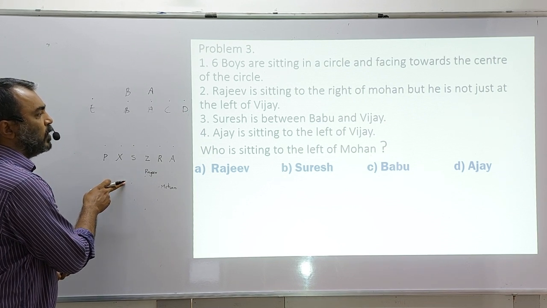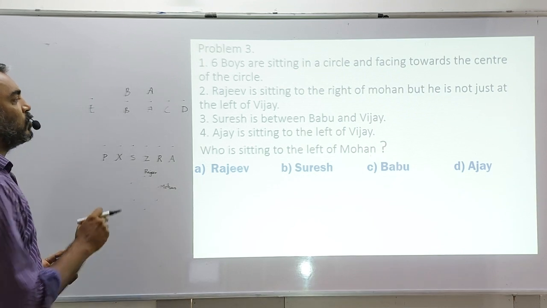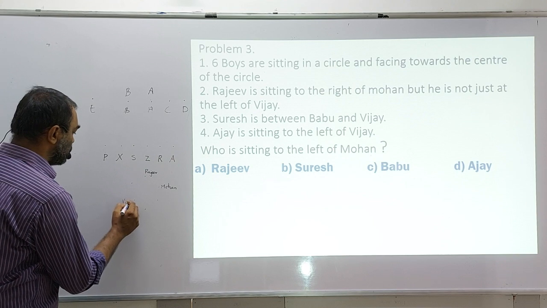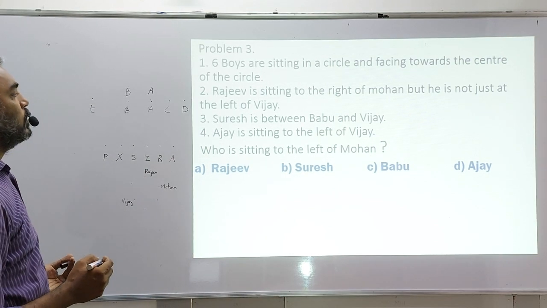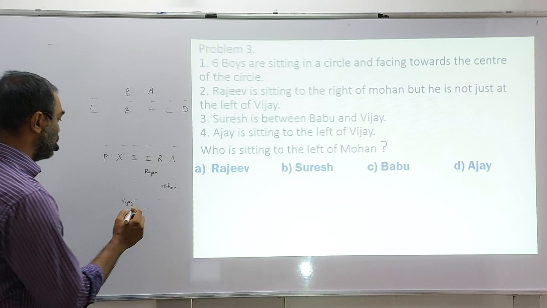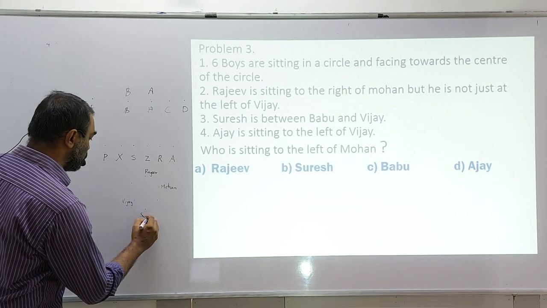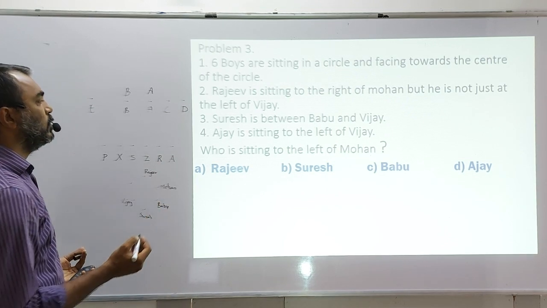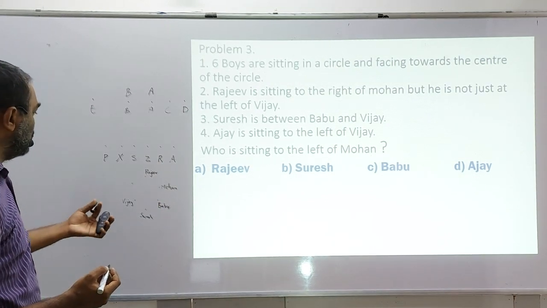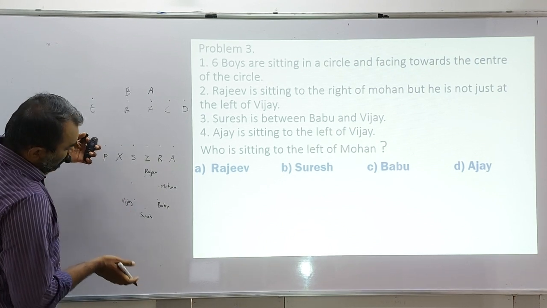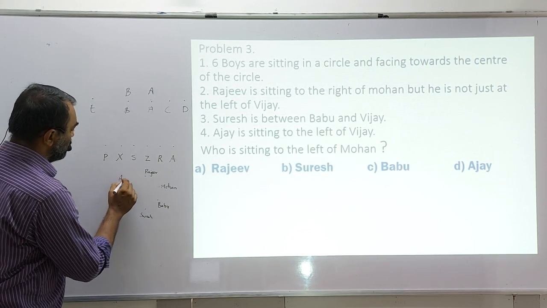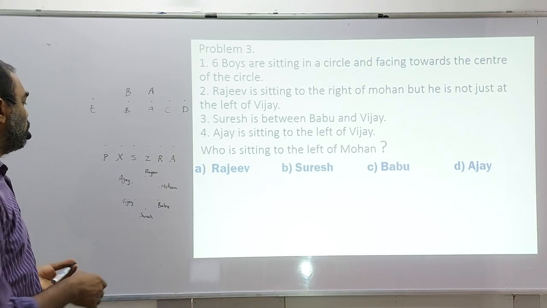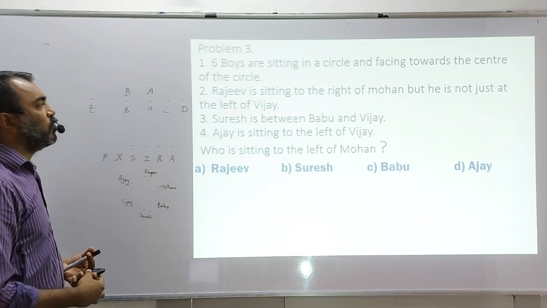Suresh is between Babu and Vijay. Ajay is sitting to the left of Vijay. So I can say put Vijay here. Now Suresh is sitting between Babu and Vijay. So Suresh can come here. And Suresh is sitting between Babu and Vijay. So Babu can come here. Ajay is sitting to the left of Vijay. So Ajay, you can see where I am sitting Vijay, right? So Ajay can come here. So this is according to the instructions I have put, who is sitting to the left of Mohan. So we have got Babu to the left of Mohan.